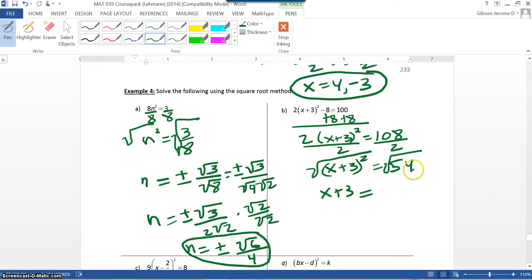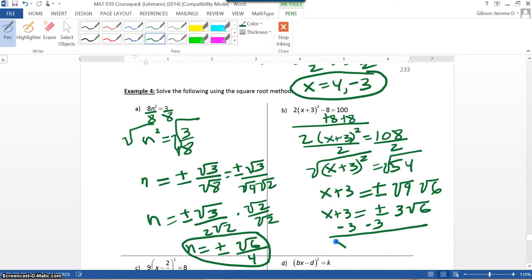The square root of 54, we know is not a perfect square, so we will have plus or minus, but we do have a perfect square in 54. We have a perfect square of 9, so we will have the square root of 9 times the square root of 6. So we will have x plus 3 is equal to plus or minus, the square root of 9 is 3, square root 6. Now we have to subtract 3 on both sides. And our final answer would be x is equal to negative 3 plus or minus 3 square root 6. And this is our final answer.